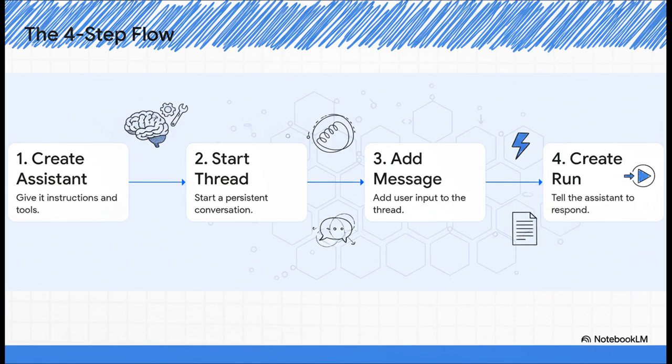Using the API is basically a simple four-step process. Think of it like a dance. Step 1, you create your assistant and tell it what to do. Step 2, you start a conversation, which they call a thread. Step 3, you add your message to that thread. And finally, step 4, you create a run. That's the part that tells the assistant, okay, read everything we've talked about and go. It's a really clean, logical flow.